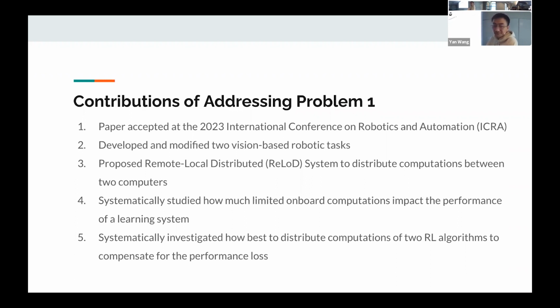reinforcement learning system called the Remote-Local Distributed System, or ReLoD, to distribute computations between two computers. The ReLoD system and the two tasks were used to systematically study the impact of limited onboard computations and how best to distribute computations of two state-of-the-art RL algorithms to compensate for the performance loss.